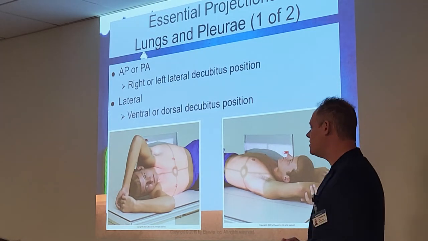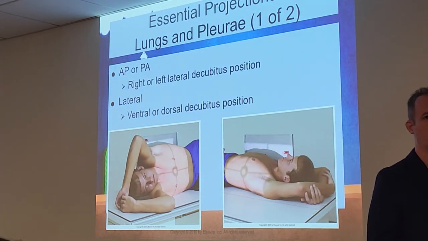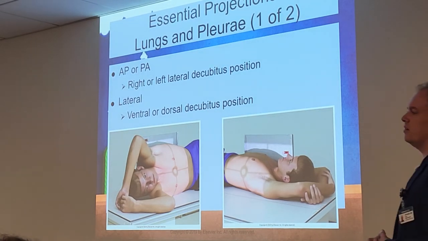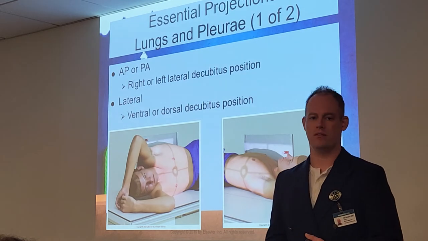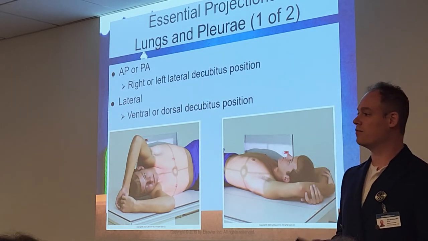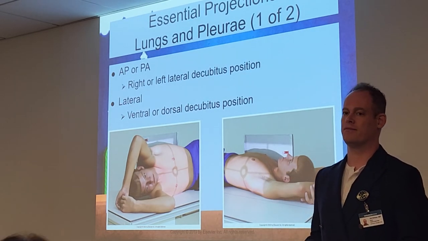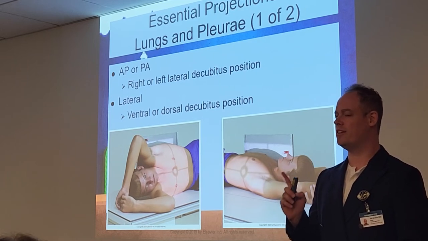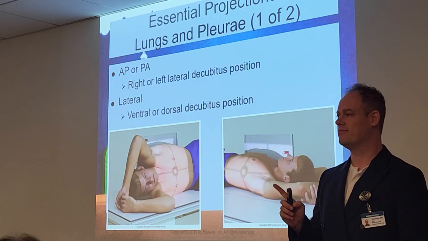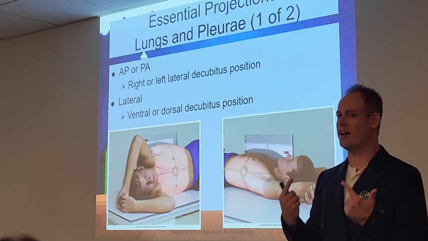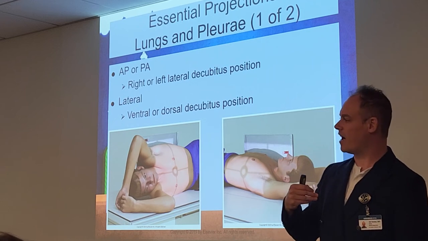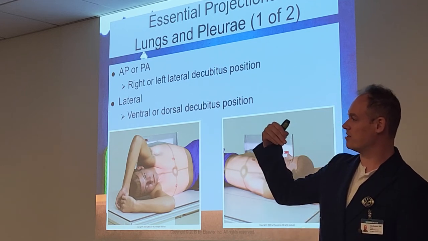So I say that, let me give you guys a great question. If I'm looking for fluid on the right lung, which side would I have down? The right. If I'm looking for fluid in the left lung, what side would be down? Left. If I'm looking for free air in the left lung, which side would be down? The right, because the air rises. If I'm looking for free air in the right lung, left side's down because the air rises to the right.